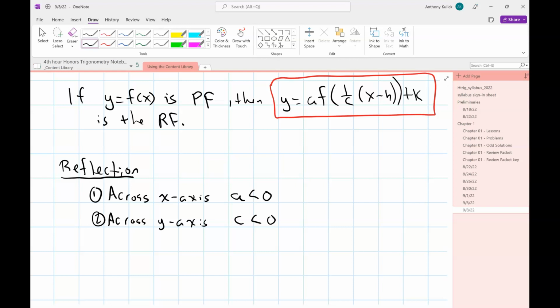What does RF stand for? Resultant function. And PF is the parent function. So it's like before and after: before the transformation, after the transformation. Oh, and what's the RF again? Resultant. Okay, thank you. You're welcome.